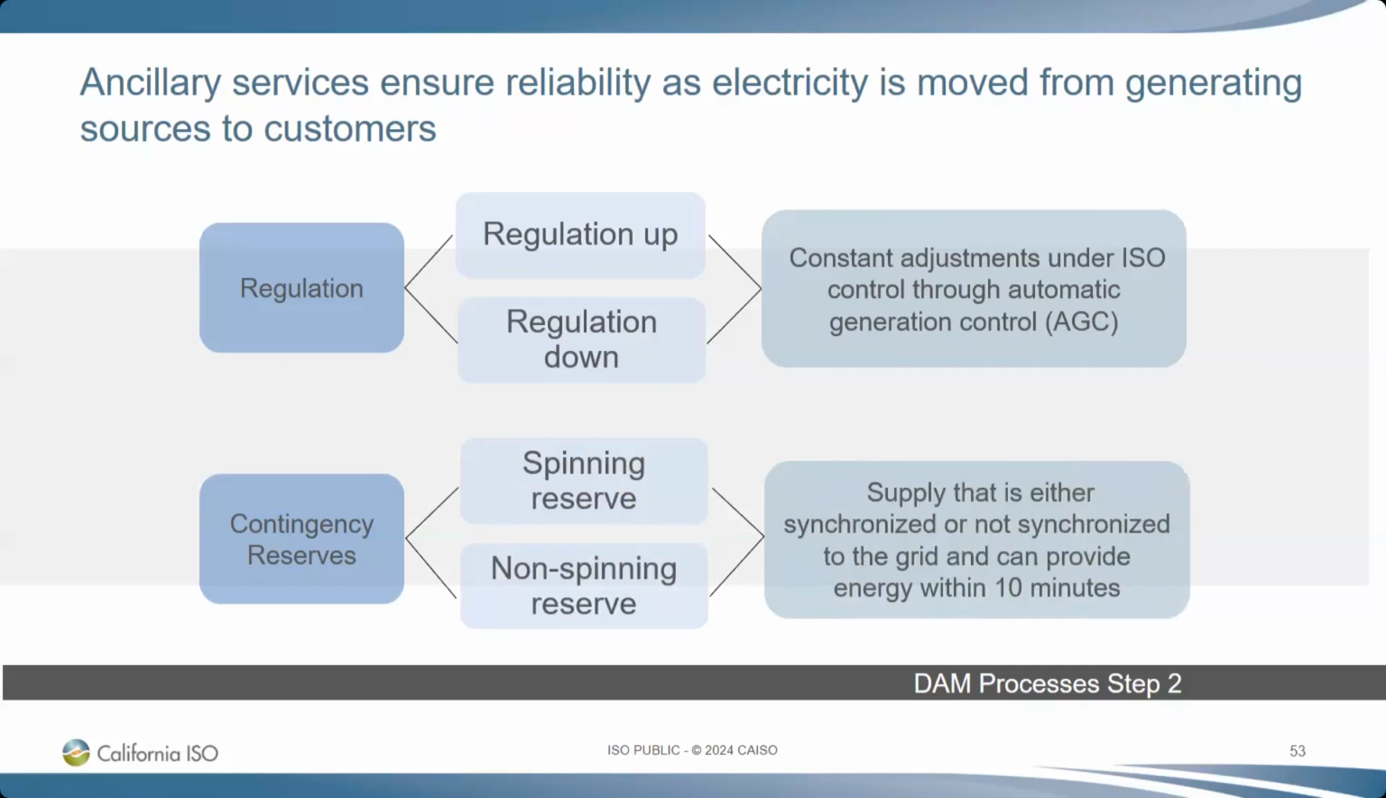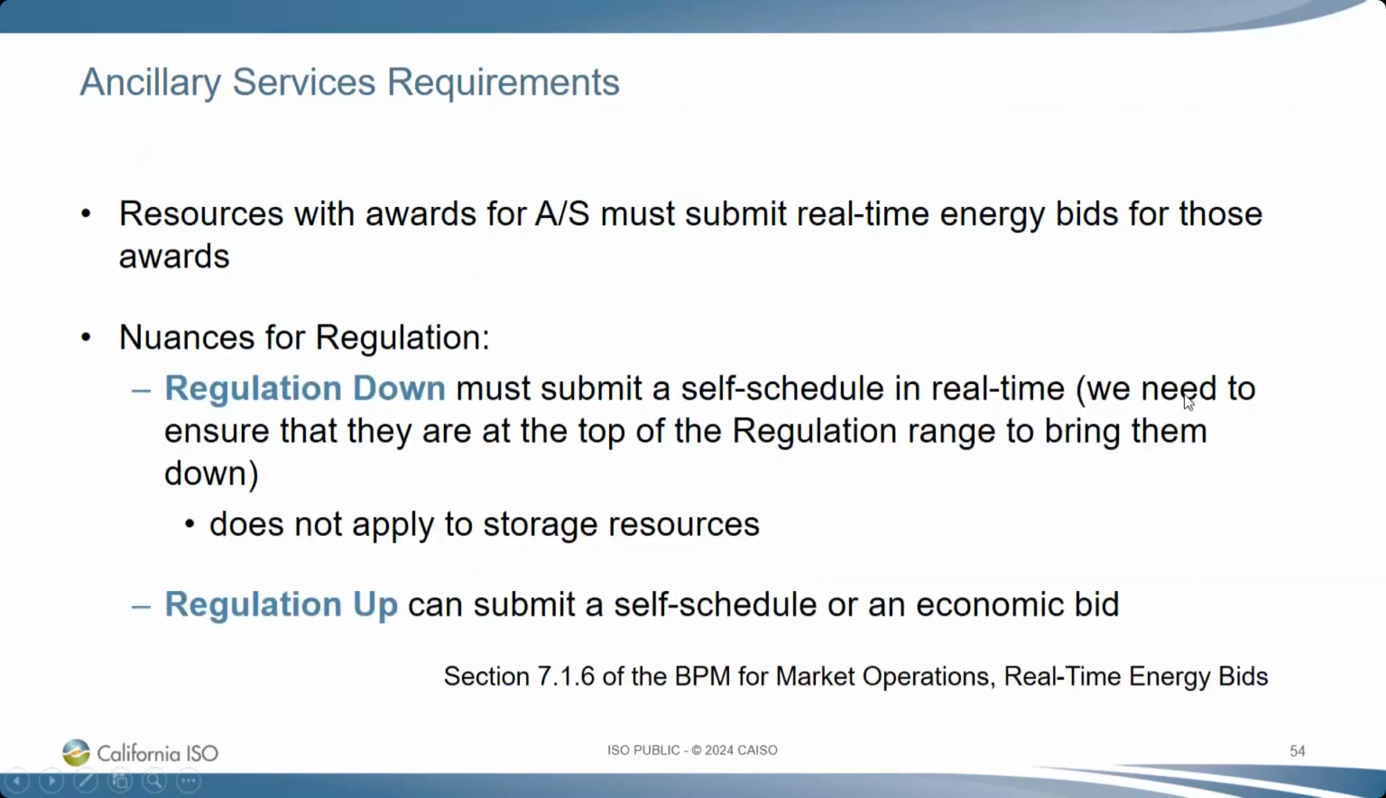And then contingency reserves are spinning and non-spinning, those that are either synced or non-synced to the grid, but are able to be up, running, synchronized to the grid, and providing energy within that 10 minutes. So kind of tying together with that real-time contingency dispatch. Those are the types of ancillary services that the ISO is procuring for.